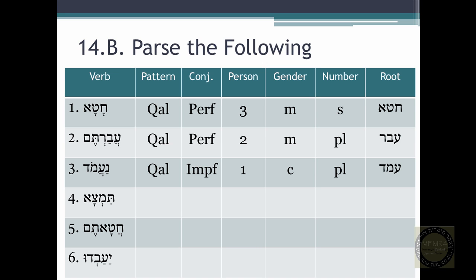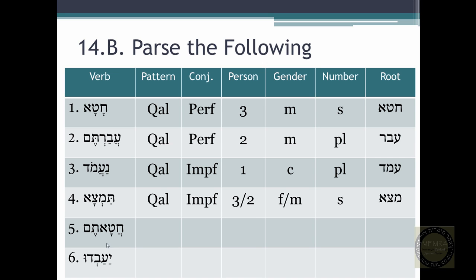Number 4, timtza. Does it have a prefix? Yes, it does. Right here, the root is matza. And so we have to ask ourselves, okay, what person and number has the tav prefix and then no suffix at the end? And you have two options here. It could be a qal imperfect third feminine singular or a second masculine singular. So either she will find or you will find would be the translation.